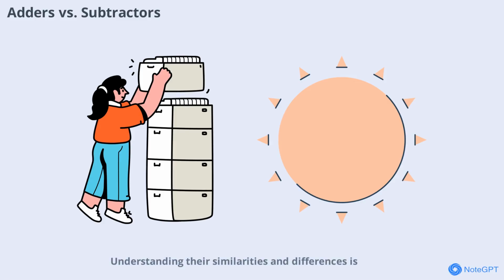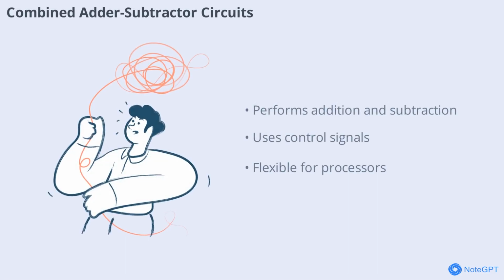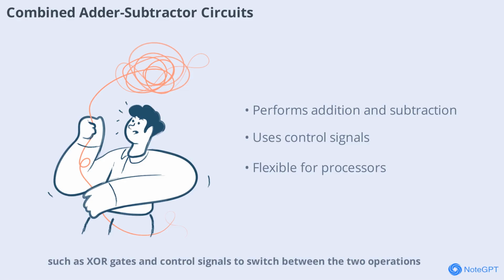Understanding their similarities and differences is crucial for designing efficient digital systems. In many digital systems, it's useful to have a single circuit that can perform both addition and subtraction. Combined Adder-Subtractor circuits use additional logic, such as XOR gates and control signals, to switch between the 2 operations. This flexibility makes them valuable in arithmetic logic units and processors.